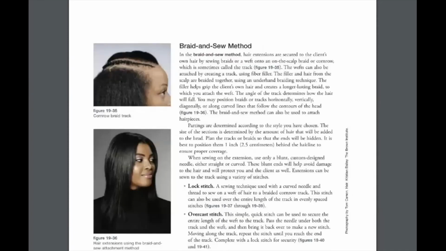You have some braid and sewing methods. Hair extensions are secured to the client's own hair by sewing braids or a weft onto an on-the-scalp braid or cornrow. So this is a cornrow, and you would attach the wefts to the braid. The wefts can also be attached by creating a track using fiber filler. The angle of the track will determine how the hair will fall on the client's head. The braid and sew method can also be used to attach hair pieces.